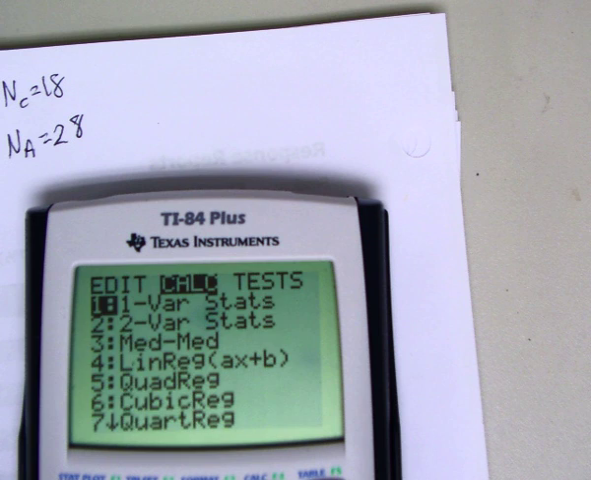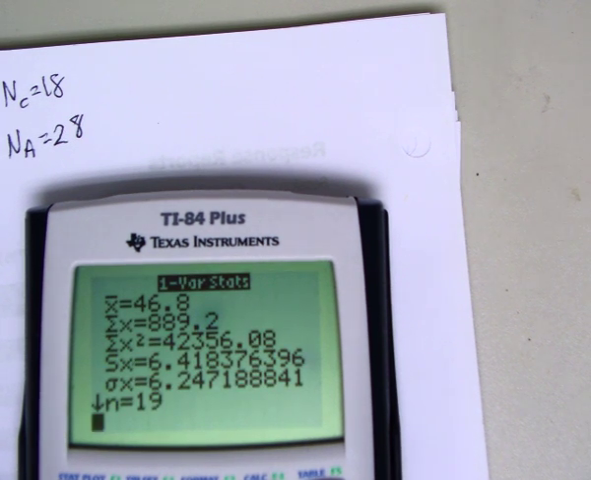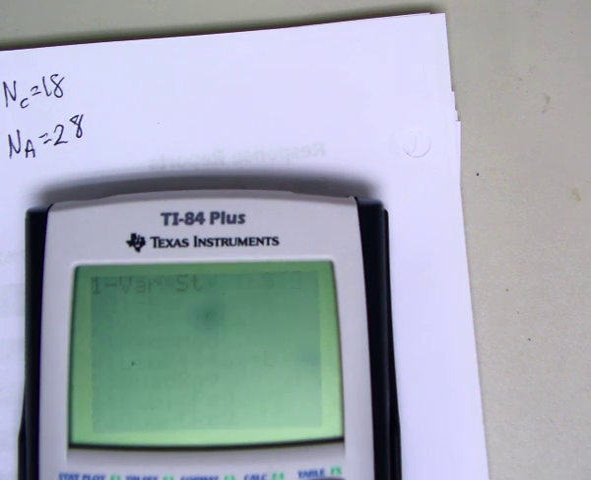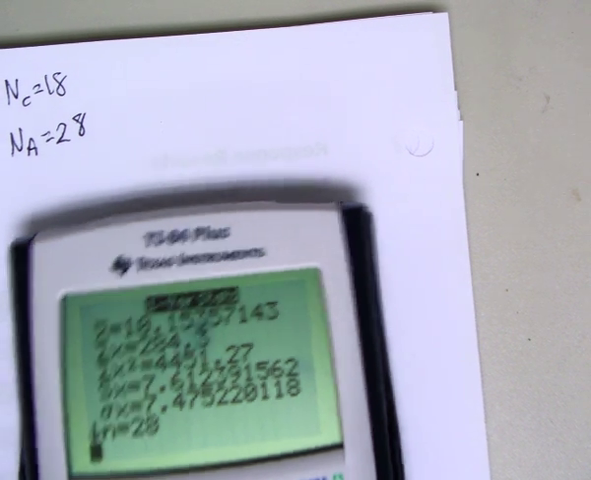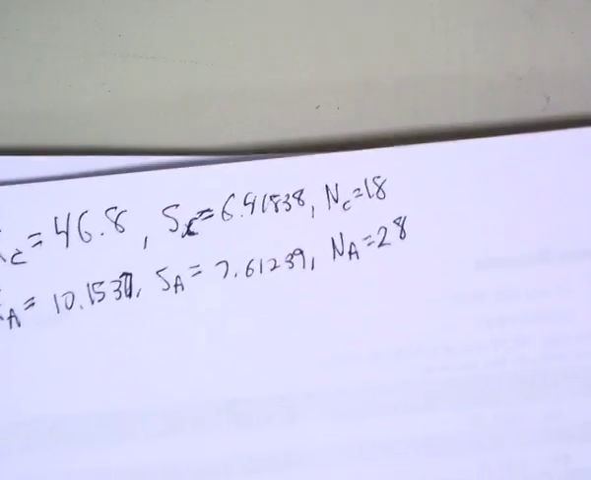If we calc for L1, that's for the children's cereal, the mean is 46.8, the standard deviation is 6.41838, and N is 19. And then if we stack calc for L2, that's for the adult cereals, the standard deviation is 10.15357. Then N is 28, and standard deviation 7.16239. All right, so that's your statistics. I just copied those down.